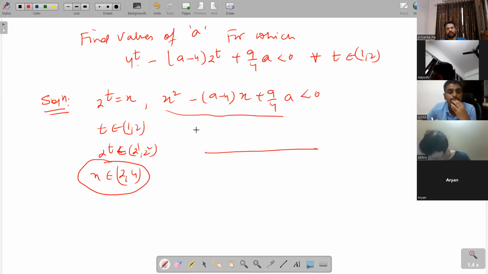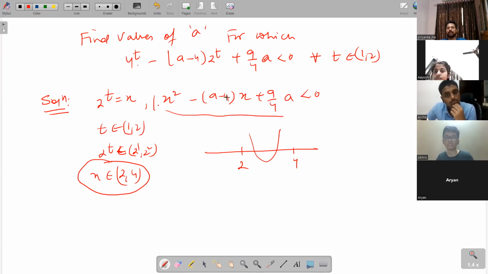So see, leading coefficient is positive. So graph ka shape will be upward. Now you can see that if you draw a graph like this, if you draw like this, see it says that quadratic inequation has to be negative in this interval. So if you draw a graph like this, between 2 to 4, this portion is negative, but this portion from 2 to here and here to 4 is positive. This is not possible.